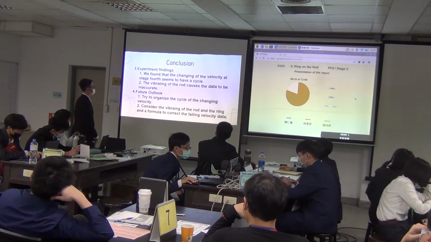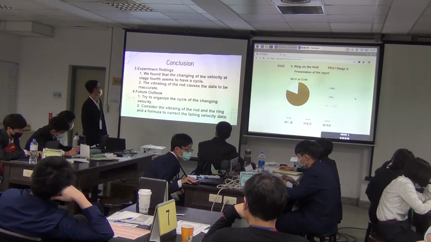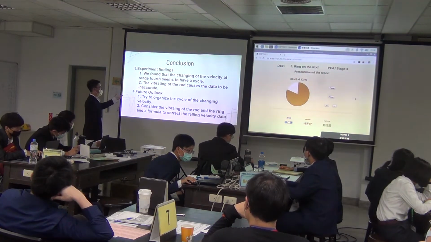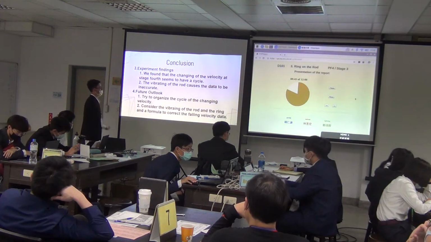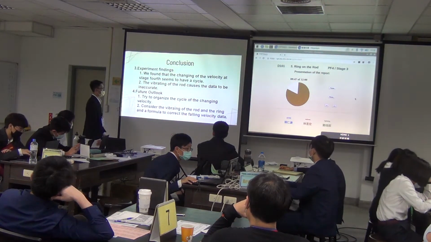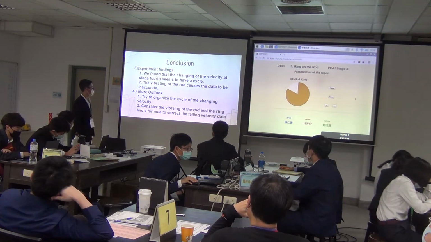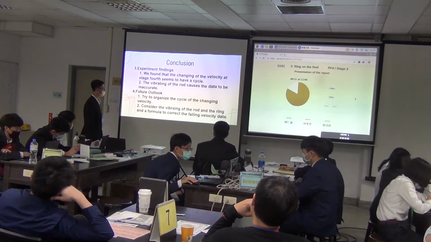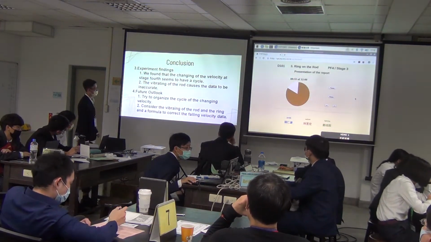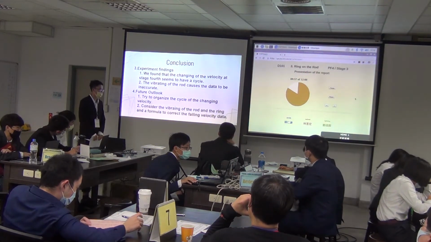And then the vibrating of the rod causes the data to be inaccurate. I talked about this a lot of times. The vibrating of the rod might be a great factor for the result. And for the future outlook, try to organize the sample or change velocity as a finding. Consider the vibrating of the rod and the ring and formulate to correct the falling velocity data.